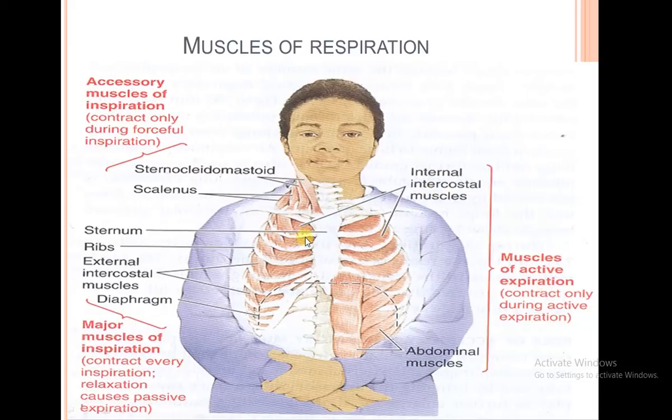Here you can see, these are attached to the inner surfaces of the ribs. So these are your internal intercostal muscles, and these are muscles of active expiration. The other very important muscles of active expiration are your abdominal muscles. So here you can see this is rectus abdominis, and these are also abdominal muscles. So two muscles you must remember in active expiration: abdominal muscles and internal intercostal muscles.